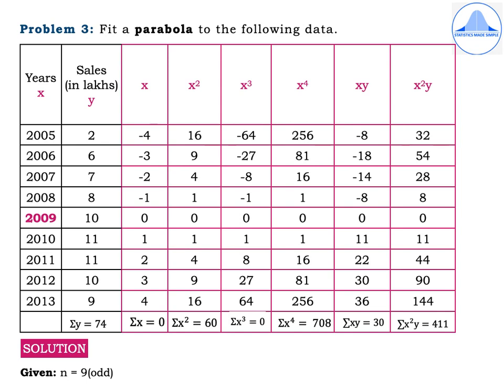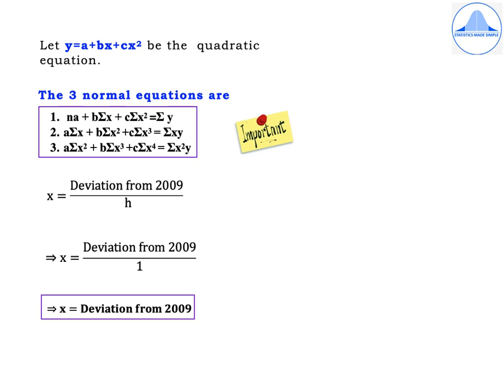Below the table, write solution given n equal to 9, which is an odd number. Let y equal to a plus bx plus cx square be the quadratic equation. The three normal equations are: first, na plus b summation x plus c summation x square equal to summation y. Second, a summation x plus b summation x square plus c summation x cubed is equal to summation xy. And third, a summation x square plus b summation x cubed plus c summation x to the power 4 is equal to summation x square y.